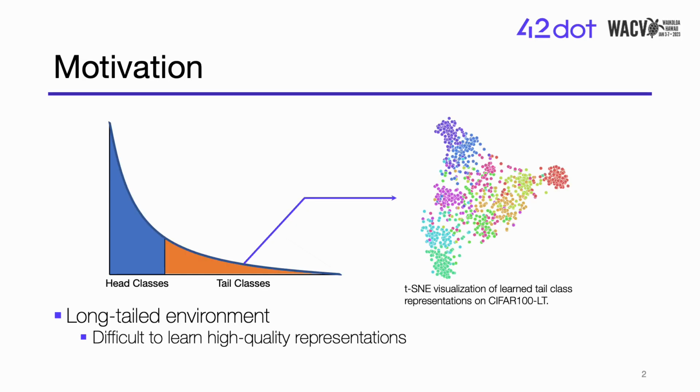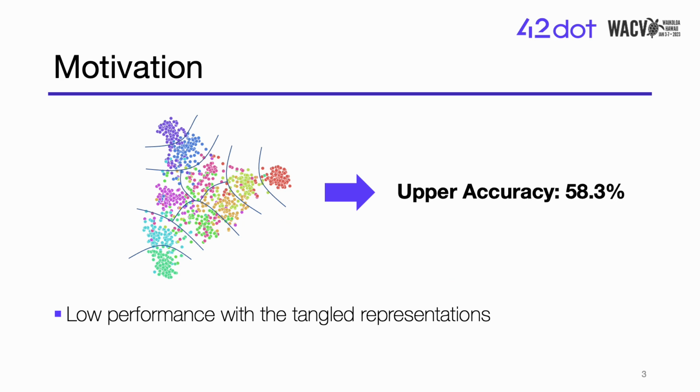Let's start with motivation. It is difficult to learn high-quality representations in a long-tail environment because it overfits a limited number of tail class samples. For example, the figure on the right shows tail class representations learned using cross-entropy loss. As you can see, we cannot expect satisfactory performance from the tangled representations.